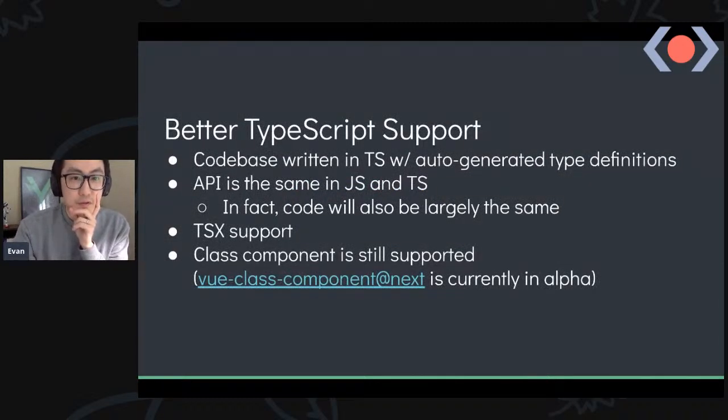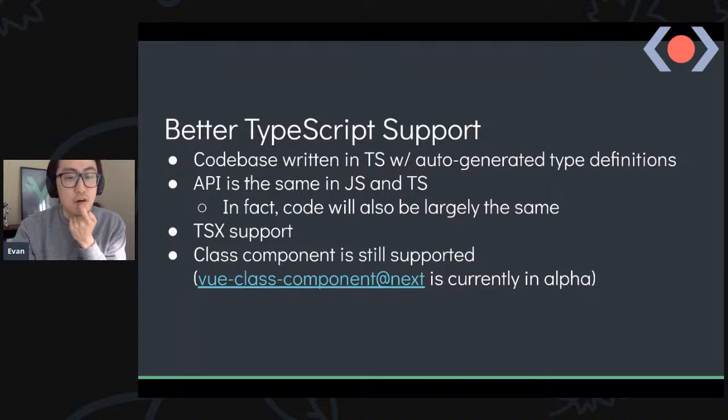Better TypeScript support. The code base is written in TypeScript now with auto-generated type definitions, so it's guaranteed to always be in sync with the actual types. And then the API will be the same in JavaScript and TypeScript, so your code will even look largely identical, because in most cases specific type hints are rarely needed since we provide inference as much as possible. And then, especially if you're using composition API, it will have very excellent TypeScript support built in. We even support TSX if that is your thing.